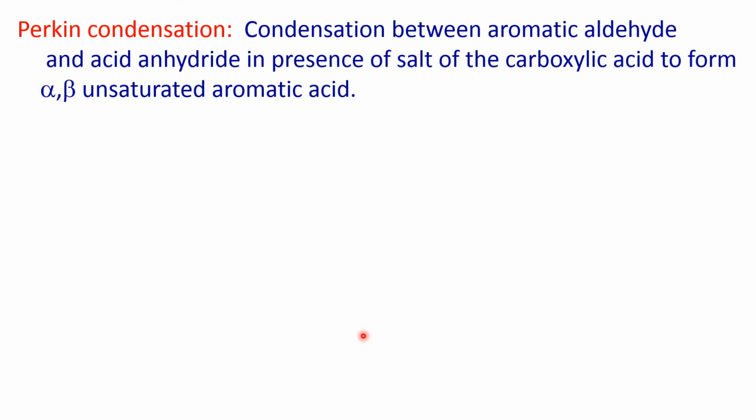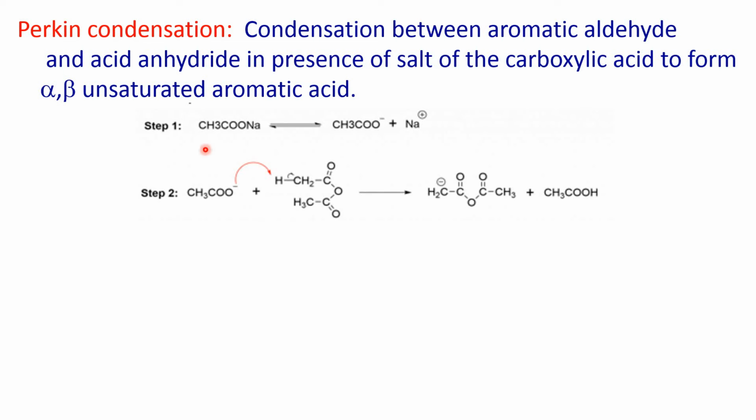Now, cinnamic acid can be prepared by the Perkin condensation reaction, which is the condensation reaction between an aromatic aldehyde and an acid anhydride in presence of the salt of that acid. Say aromatic aldehyde, benzaldehyde, and acid anhydride, say acetic anhydride, that is the anhydride of acetic acid, and the sodium salt of acetic acid. See here. The sodium salt of acetic acid, sodium acetate, dissociates into acetate ion and sodium ion.